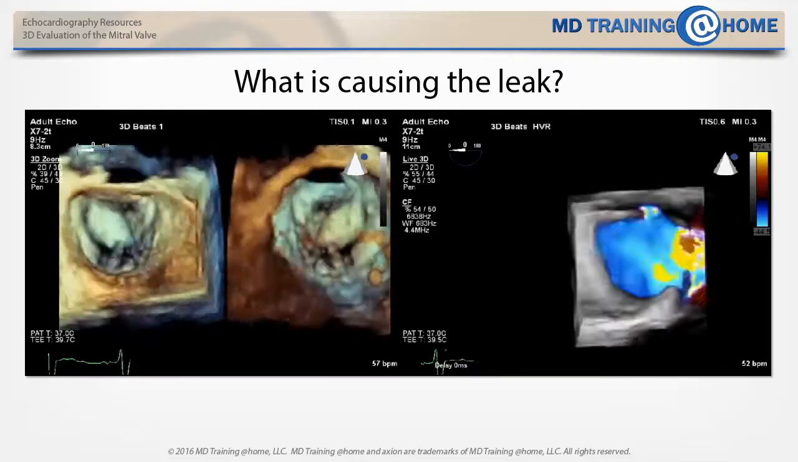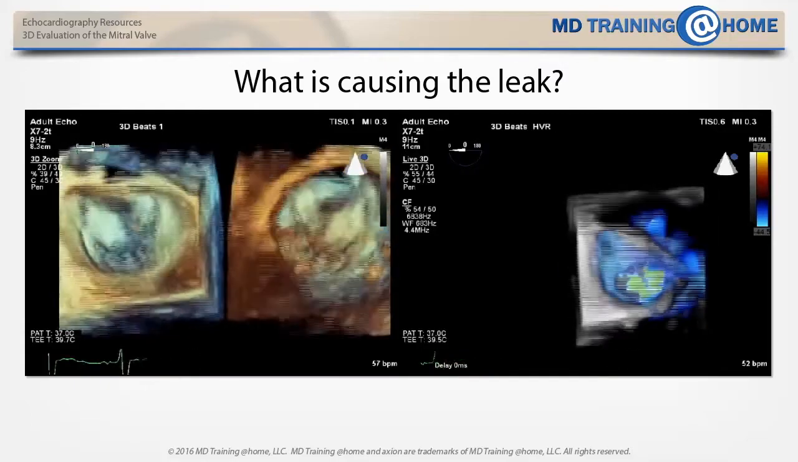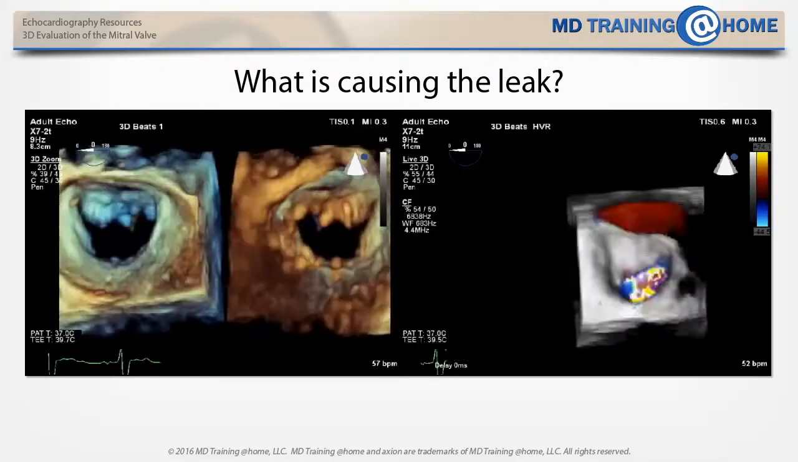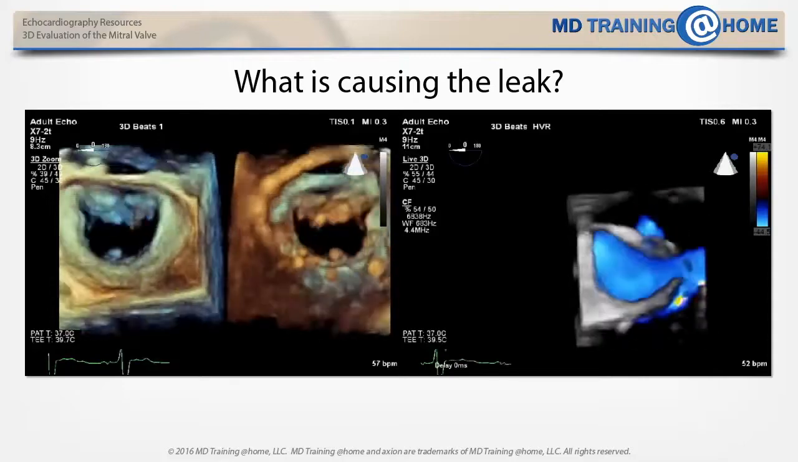Notice on this example, the P3 scallop is restricted, while the chordae has ruptured on the P2 scallop, resulting in a flail. Color Doppler demonstrates a large regurgitant orifice area.